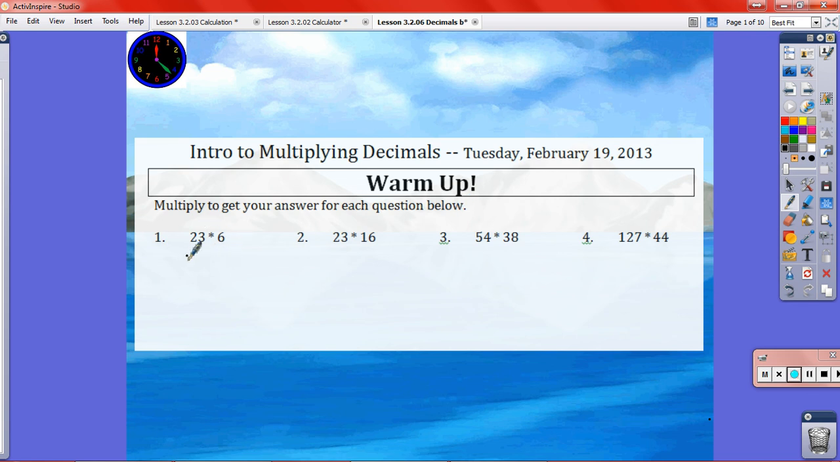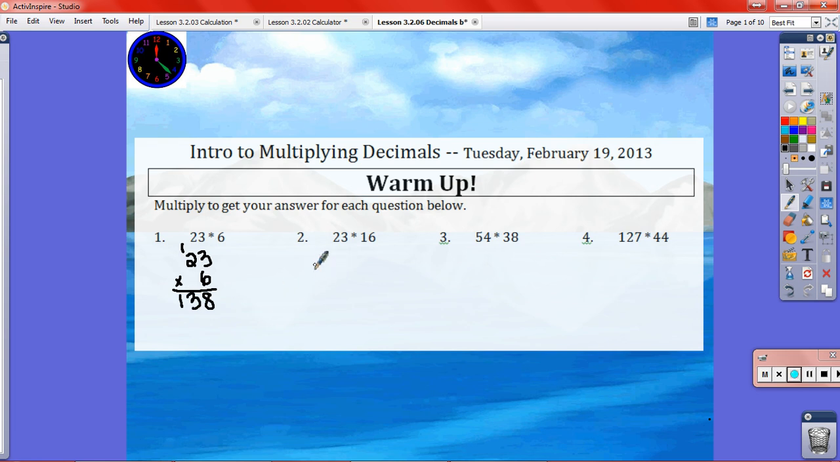If you need a review, you can do the standard algorithm, 23 times 6. 6 times 3 is 18. I carry my 1 in my tens place. 6 times 2 is 12, and 1 is 13, so that'd be 138.